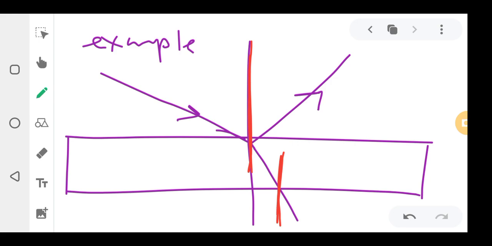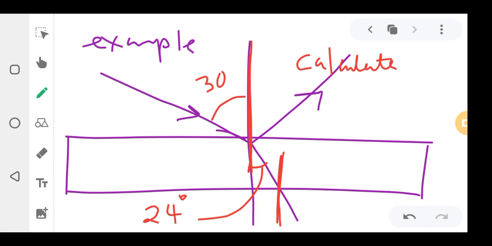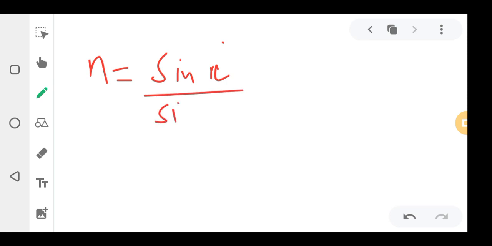And then they give you the angle here as 30. They give you another angle here as 26. There's no space, so I'll just put it outside here. I'll say, for example, 24 degrees. And then the question is: calculate the refractive index. So the first thing you do is you write the formula. Refractive index is equal to sine of the incidence ray over sine of the reflected ray.